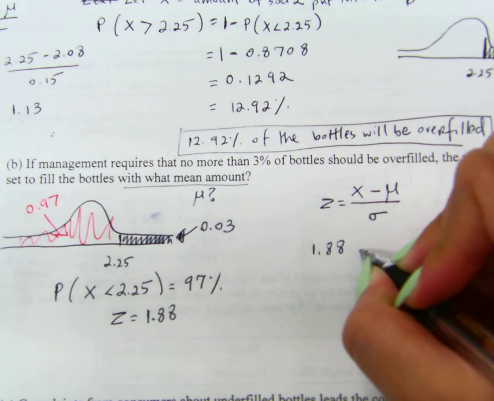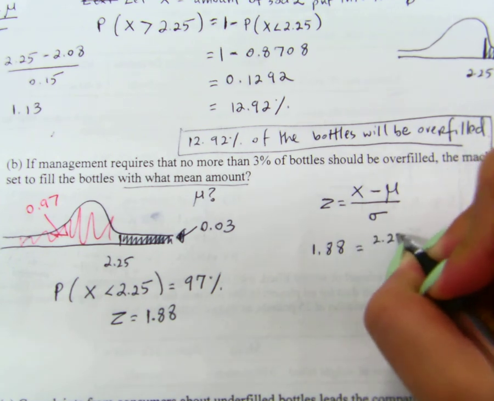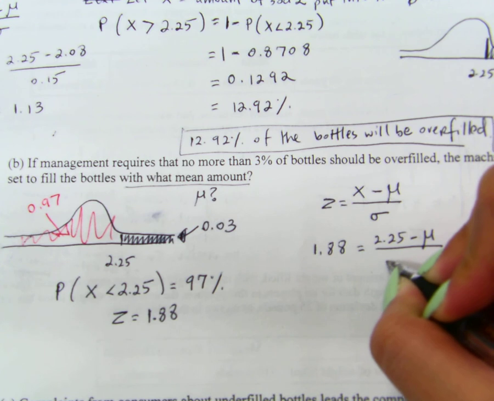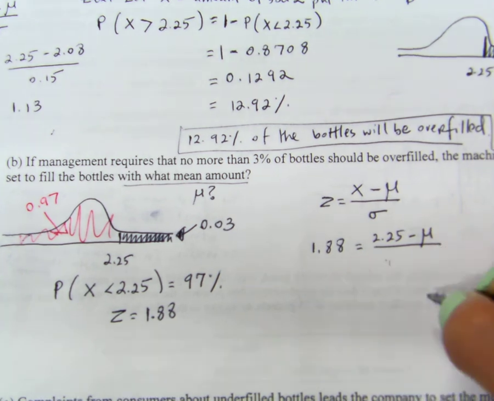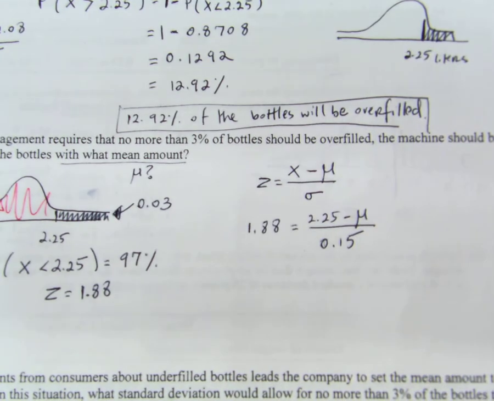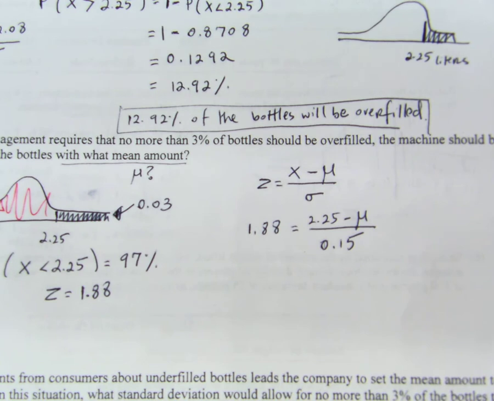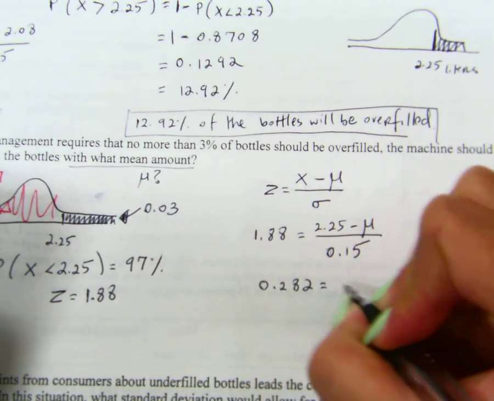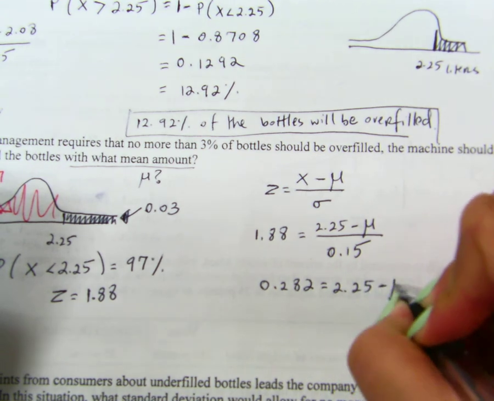So I have 1.88 is equal to 2.25 minus mu over the standard deviation, which is 0.15. And now we just have algebra. I'm going to go ahead and multiply 0.15 on both sides. So 1.88 times 0.15, we get 0.282 is equal to 2.25 minus the mean.